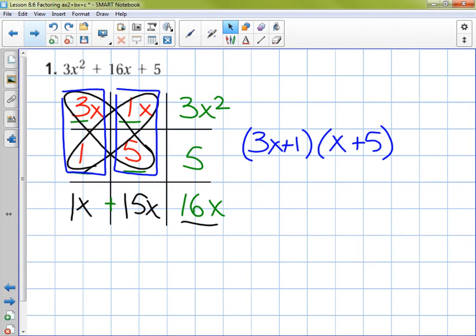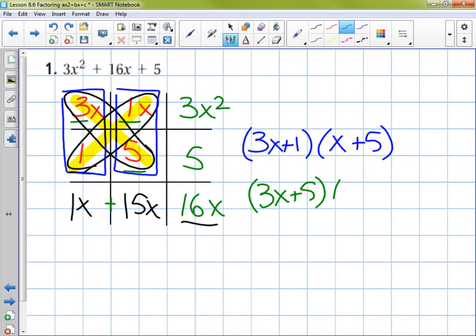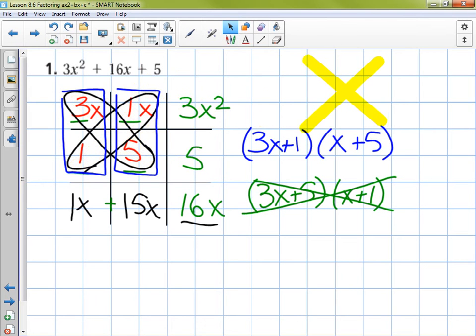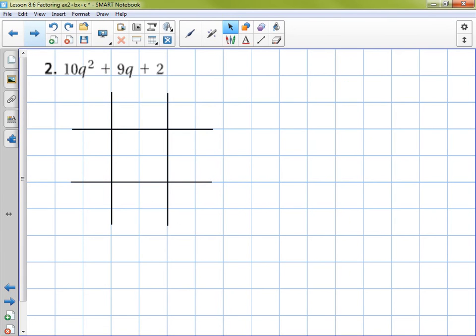Here's a common mistake. People will do the whole table correctly, and when they write their answer, instead of writing the column, some people will write this as their answer. And they'll end up getting 3x plus 5 and x plus 1. And as you can see, those two are not the same thing. That's not correct. So make sure when you're writing your answer, you're not doing the cross products, but you're writing the columns.